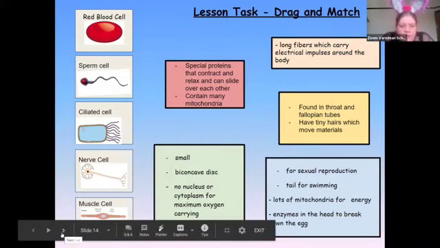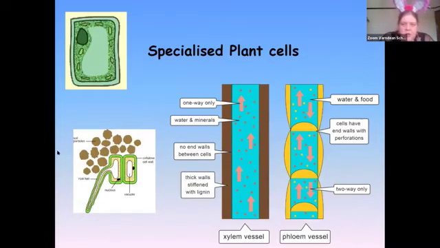I'm going to move on from that one because I want to move on to specialised plant cells. So the ones I just looked at were animal cells, okay, and they're specifically found in animals like cats, dogs, humans.